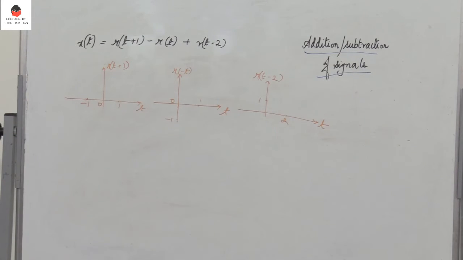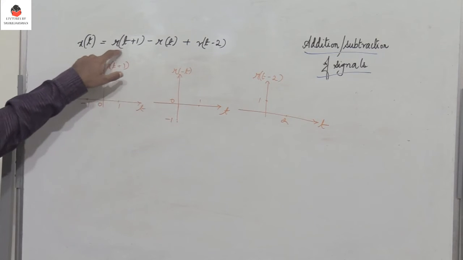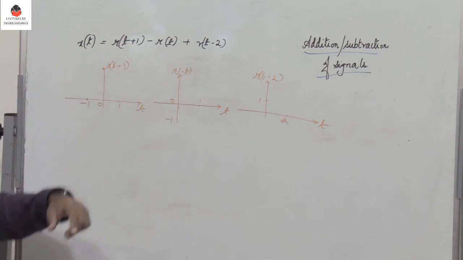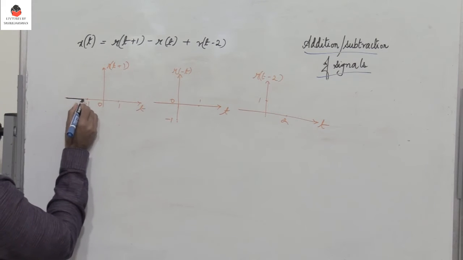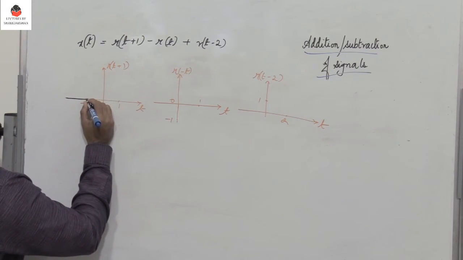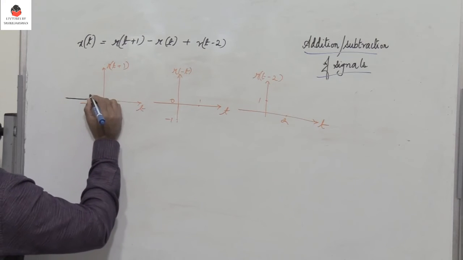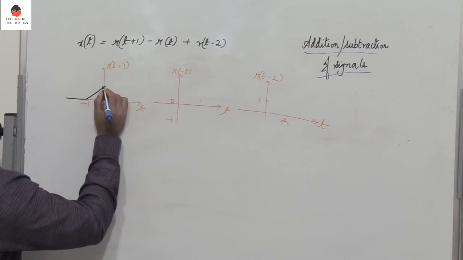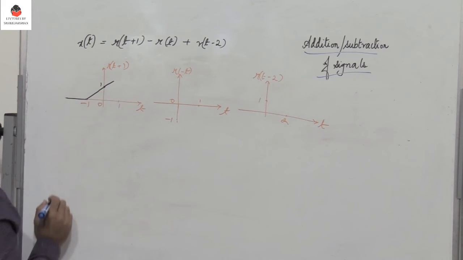In the next example, I need to add these 3 ramp signals, r of t plus 1 minus r of t plus r of t minus 2. What is r of t plus 1? It is nothing but a ramp signal with a slope equal to 1, where the signal increases from t equal to minus 1. So this is the ramp signal, right? So at 0 the value will be 1.